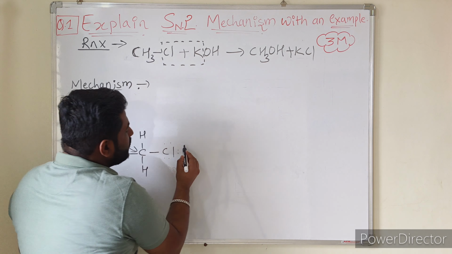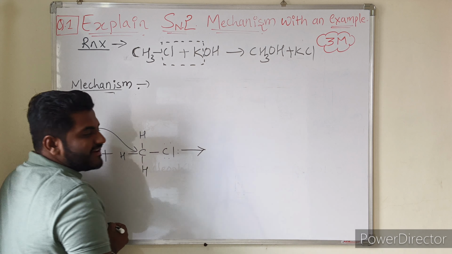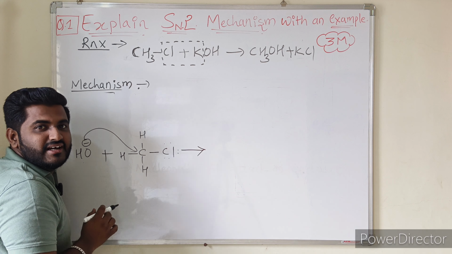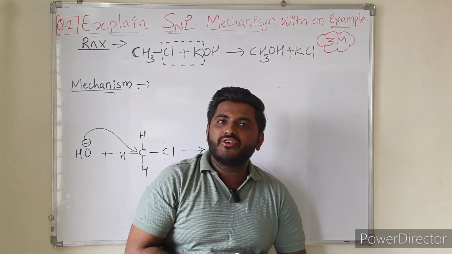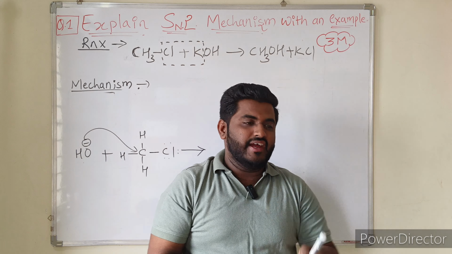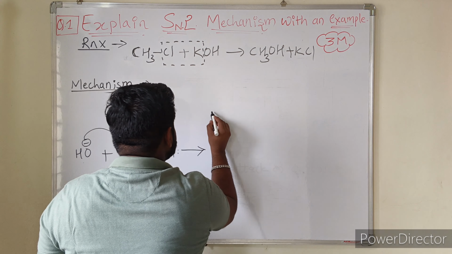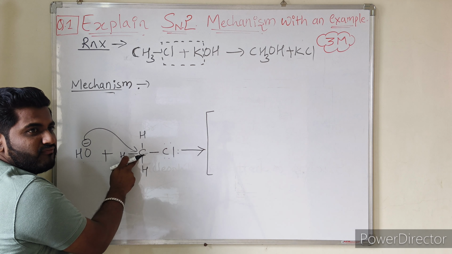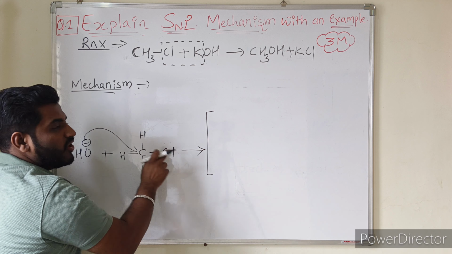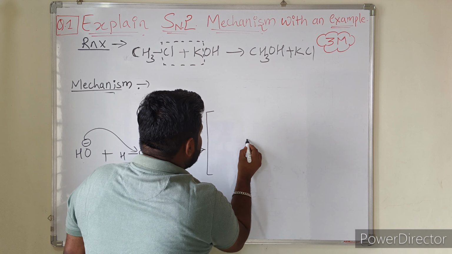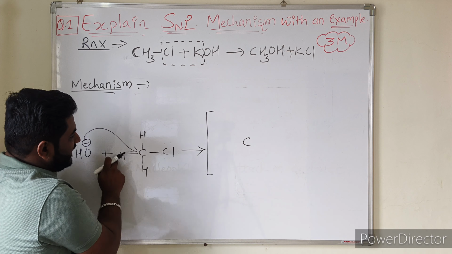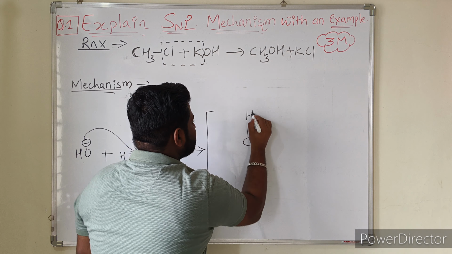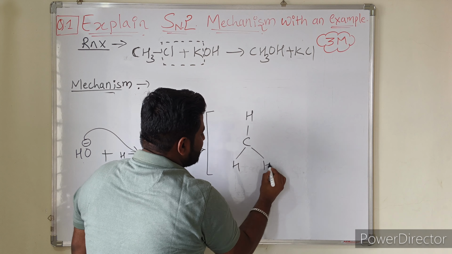So due to attack at the back side, what are you expecting? You are going to get a transition state. Carefully observe here. That transition state is written in a square bracket. This OH and carbon bond is forming. Carbon and Cl bond is breaking. Carefully see. Middle carbon you write as it is. 3 hydrogens are there. I will add 3 hydrogens in this fashion.